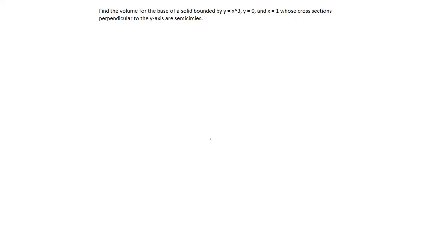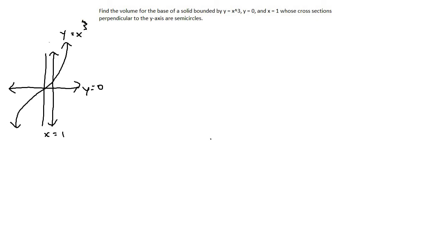So now for number 2, the problem asks to find the volume for the base of a solid bounded by y equals x cubed, y equals 0, and x equals 1, whose cross-sections perpendicular to the y-axis are semicircles. So notice how it says y-axis. So now we need to put everything in terms of y. Looking at the graph of y equals x cubed, y equals 0, and x equals 1, the area bounded by those graphs is this small region right here, and that is going to act as the base of the solid.